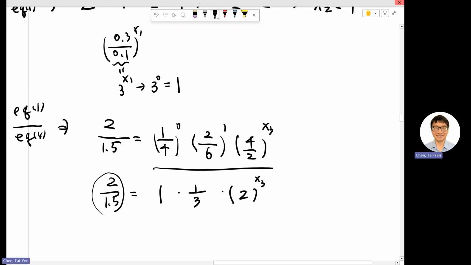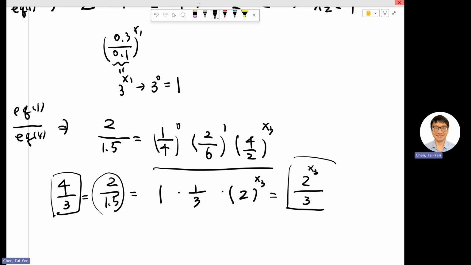So this can be further written as this. This one can be written as this, because I multiply 2 on the numerator and denominator. So this one is equal to this, which is the thing you have on the right. This will cancel out, therefore 2 to the x3 power equals 4. Therefore, your x3 is going to equal 2.